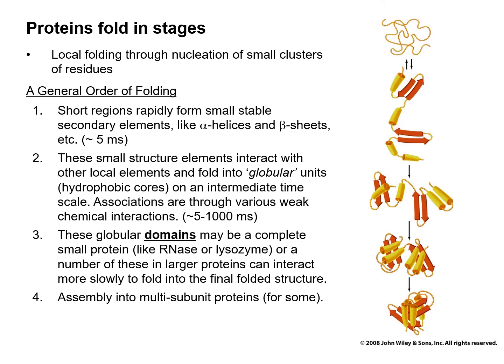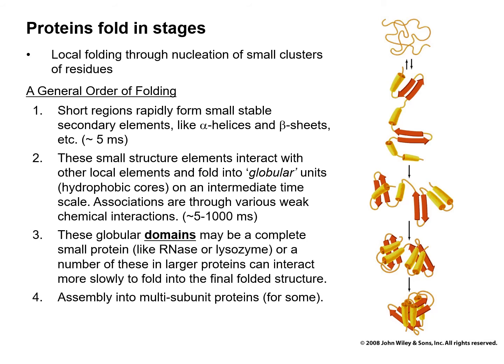After that, the small secondary structure elements interact with other local elements to fold into globular units, which typically form the hydrophobic cores. It can also generate the super secondary structure on an intermediate time scale. The associations are thought to occur through various weak chemical interactions, such as van der Waals interactions or hydrogen bonding, and it typically takes 5 to 1,000 milliseconds or so. So those processes still happen pretty quickly.